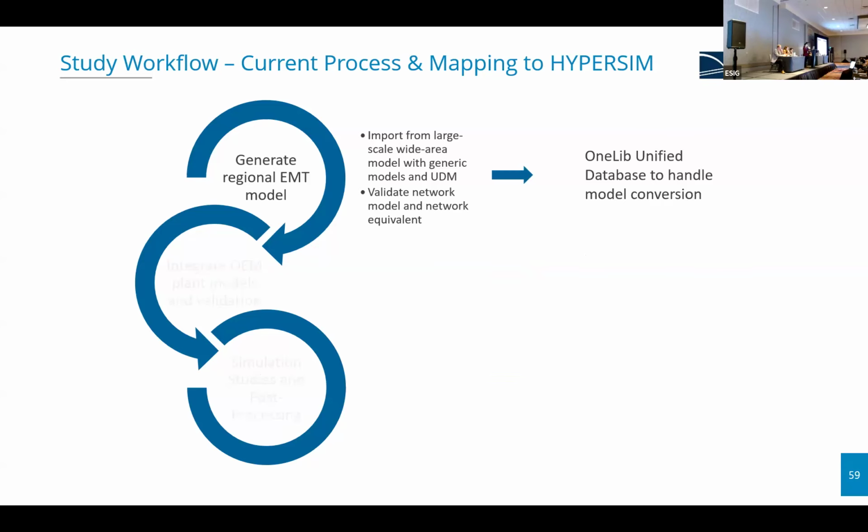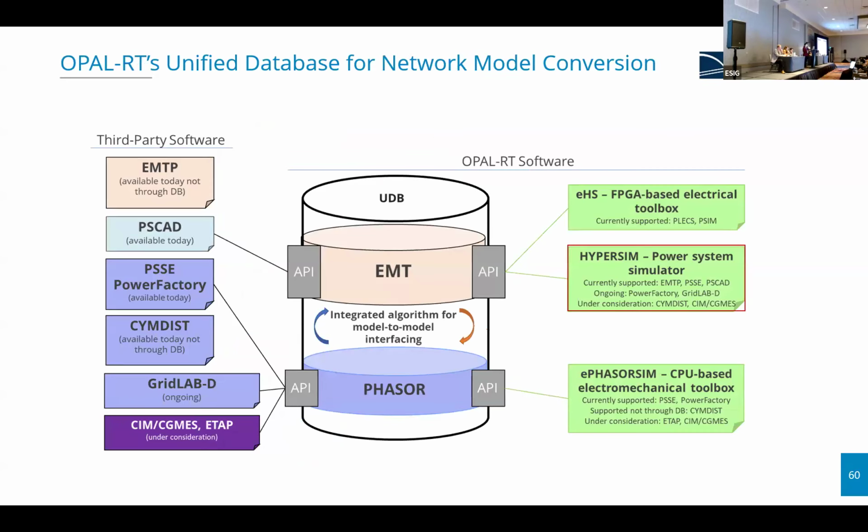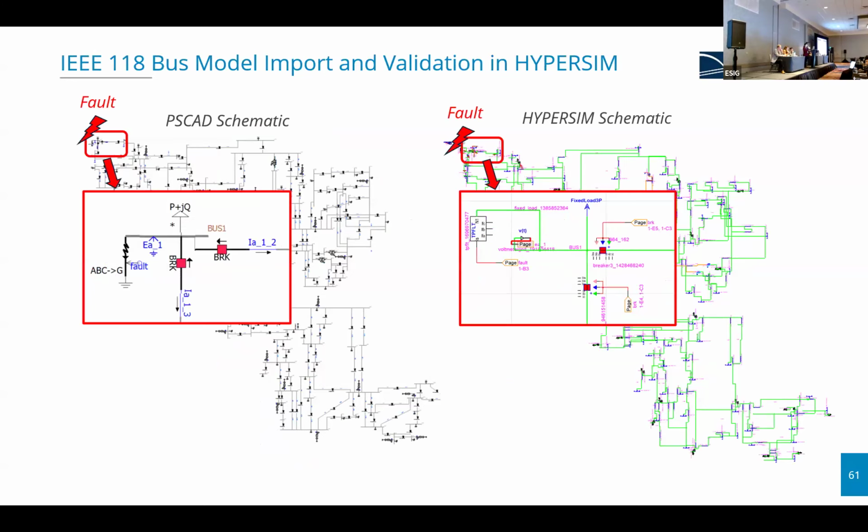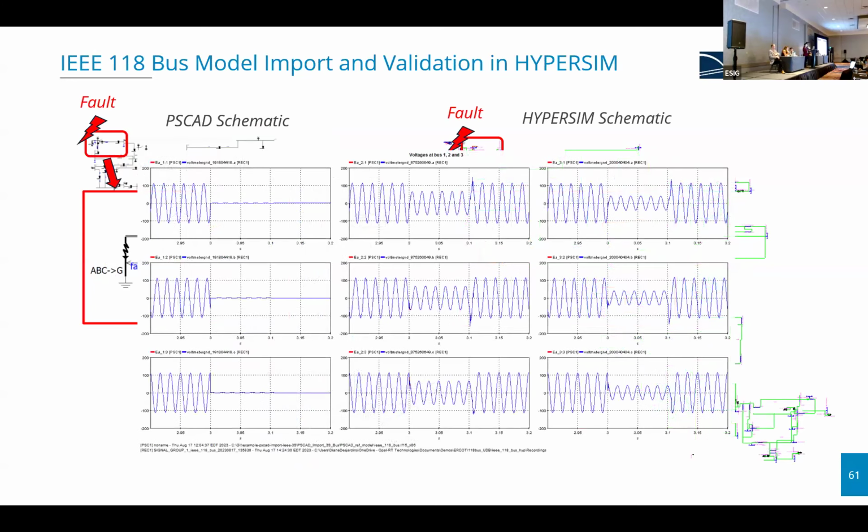So for the first step, in the last 5 years, we have developed a unified database that can be used to convert models from different software. They can be phasor domain or they can be EMT domain as well. Here is just an example of an import from PSCAD, and then you could compare the results between these models. You could also compare the results to validate against real field recordings if you have them. And for this 118 bus model, in real time, it runs on 2 cores at 50 microsecond.